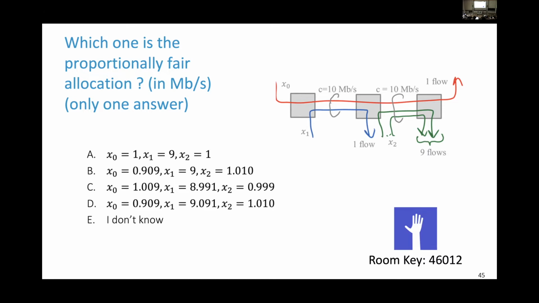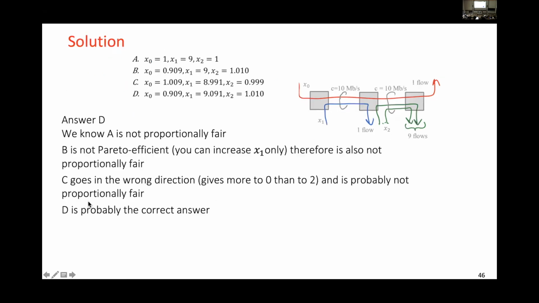Well, I will close the poll in a second. It seems that we fixed the problem. We have a majority of the correct answer, which is B. So let's see why. It's true that to solve this problem, to find the proportionally fair allocation, maybe you need more time to write things down and maybe a calculator. But since we have 4 options, with some reasoning, we can guess what the correct answer is.